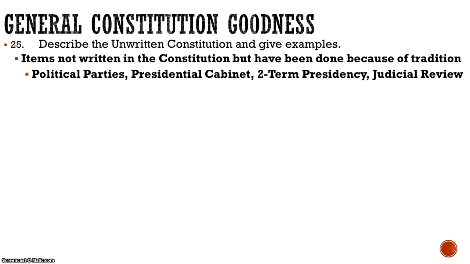Having the 2-term presidency, exactly like what Mr. Marshall was talking about. Washington served 2 terms, he went home and died. The next guy that was elected to 2 terms did it, then went home and died, and they just kind of kept doing that. Remember, today, it's an amendment. And then judicial review, that's also something that is not actually written in the Constitution. It's something that was established through a court case that we'll talk about later.